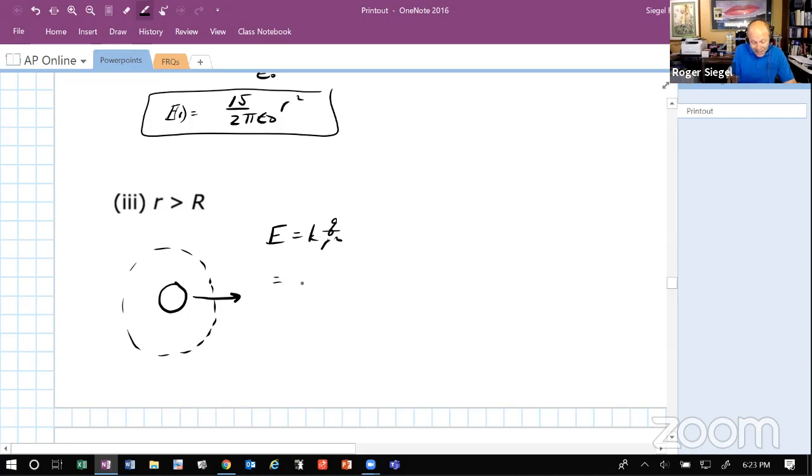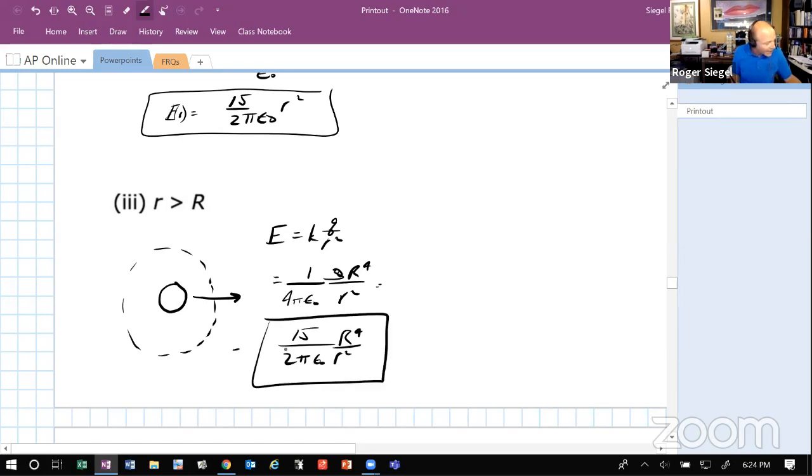K, and this is on your formula sheet, is 1 over 4 pi epsilon naught. We talked about it the other night. Q, we found out, was 30 R to the fourth. And r squared is going to be wherever I happen to be. And so we can see here that we have the 30, and so we have 15 over 2 pi, and we have R to the fourth over r squared. There's an epsilon naught in there, and I don't want to forget that. That's how we do this problem.